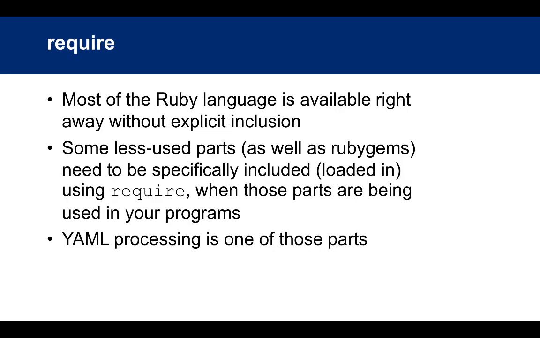Now, most of the Ruby language is available right away without explicit inclusion, but some less used parts, for example YAML, need to be specifically included because they're not automatically loaded. And if you think about it, it sort of makes sense. The parts that you're always going to use are there right away, but the parts that are not used that frequently, you actually have to include with a require, as we're going to see, to be able to use them. So YAML is one of those parts.